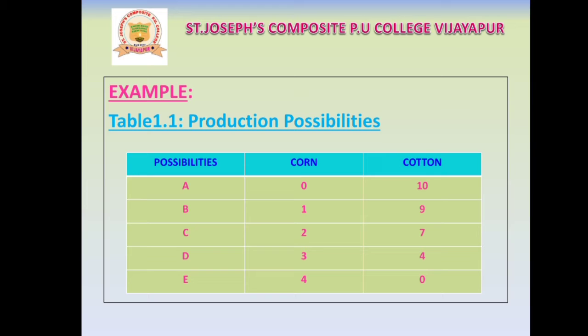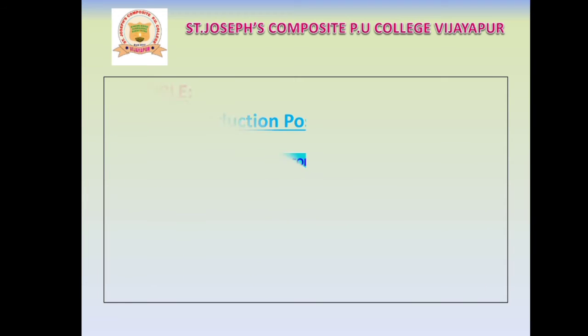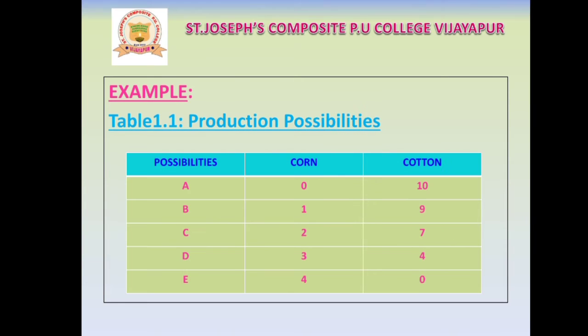So for corn, the maximum production is possible at E, and for cotton, the maximum production of 10 units is possible at A. So this is the tabular presentation of the production possibilities. Now let me discuss this in detail.